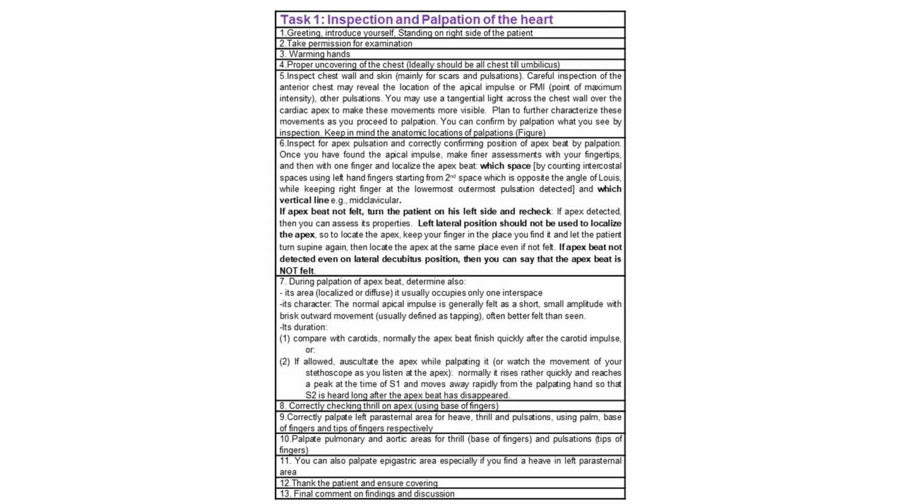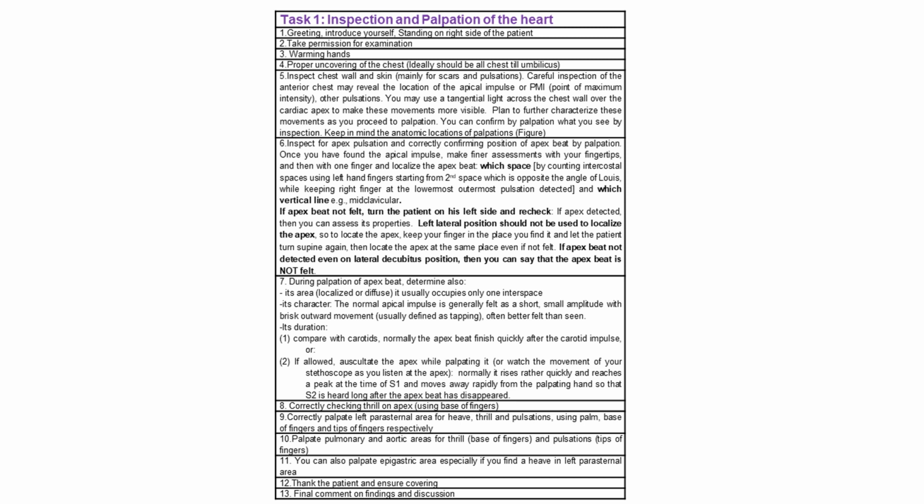And then the duration of the apex beat: is it filling all the systole or is it extending into the diastole? In order to do that, we have to compare with the carotid. And finally, if you are allowed to auscultate the apex, you can also check if it is occupying all the systole, or it's only a short wave. Then after you finish the apex, you have to look for what is called the thrill. We will talk now about all this.